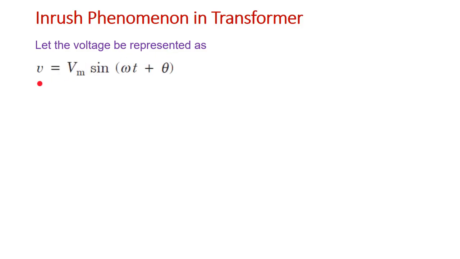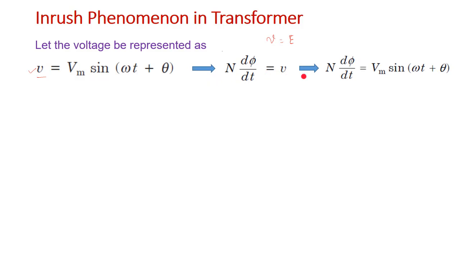So let the voltage be represented as V equal to Vm sin(omega t plus theta), okay. Now if we write the equation for the voltage, this is the applied voltage. For an ideal transformer the applied voltage is equal to the induced EMF. So I can write N d phi by dt is equal to V. Therefore N d phi by dt will be equal to Vm sin(omega t plus theta), which is nothing but the applied voltage.